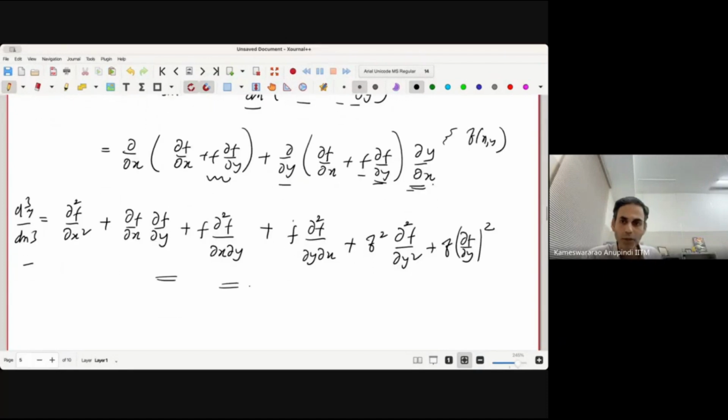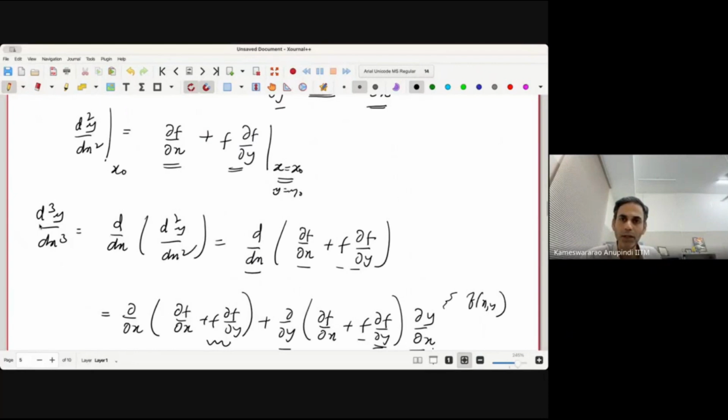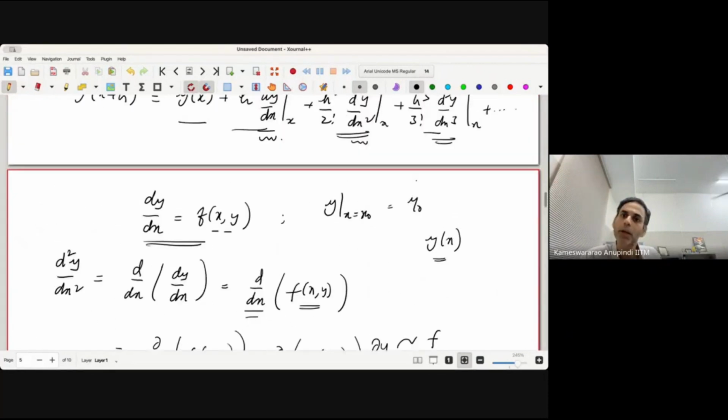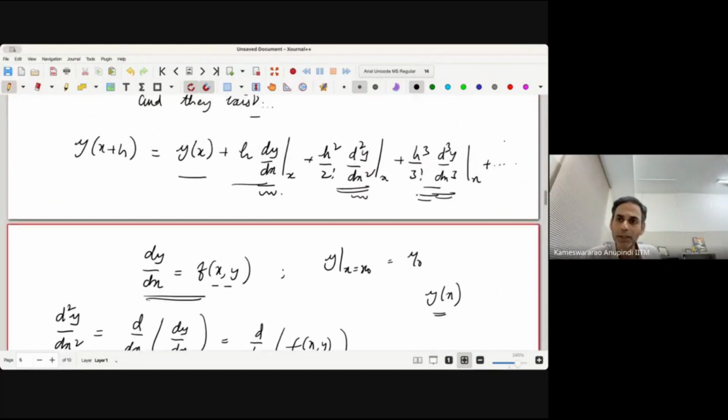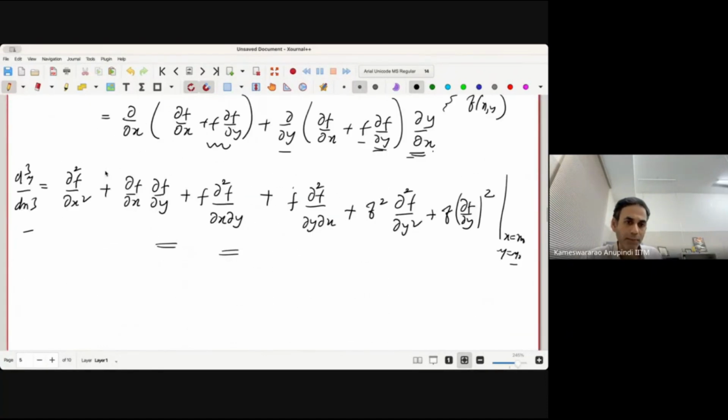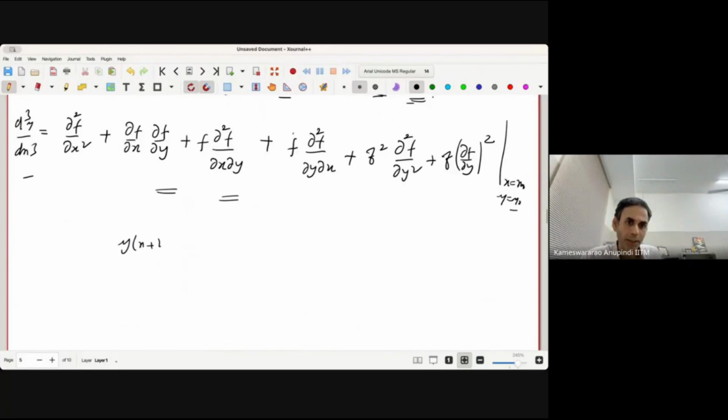We need to evaluate all of these at x equal to x naught and y equal to y naught, and then substitute what d cube y by dx cube is at x naught, y naught, and put it into this formula. That is going to basically give us an order h power 4 accurate scheme because we are now substituting for all these things. So that means we can now calculate what y of x plus h is, essentially at x plus h, using all these values.